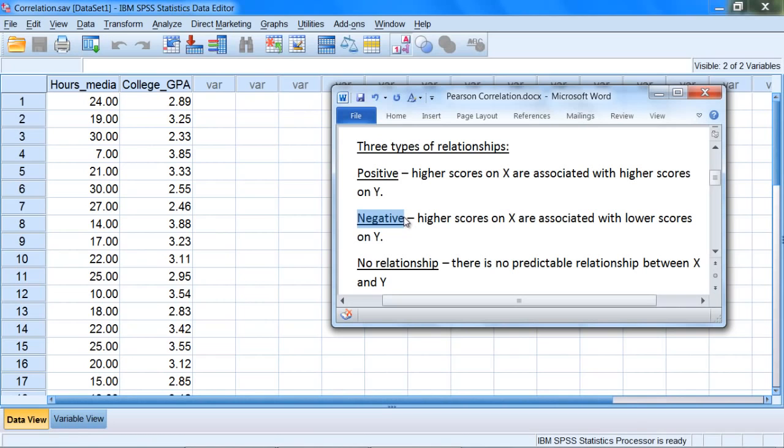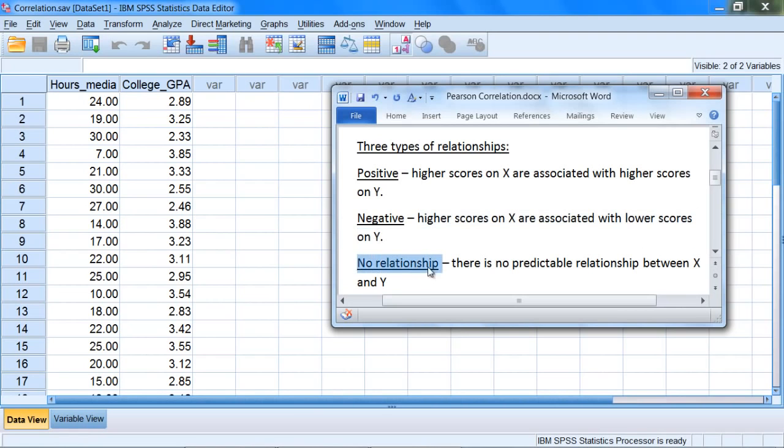The second type of relationship is a negative relationship or negative correlation. Now here we see the opposite pattern. So here, higher scores on x are associated with lower scores on y. And vice versa, lower scores on x are associated with higher scores on y. So this is an opposite pattern. Higher on x goes with lower on y. Lower on x goes with higher on y.